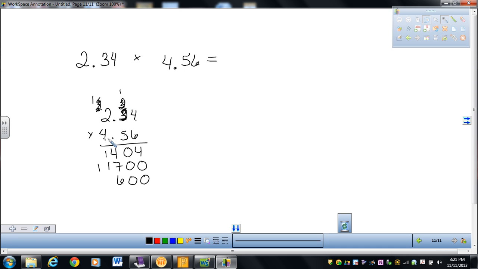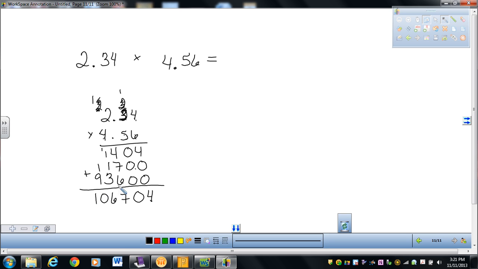Carry my 1. 4 times 3 is 12, plus 1 is 13. Carry my 1, there's already one there. 4 times 2 is 8, plus 1 is 9. Now I'm going to add all these crazy numbers together. 4 plus 0 plus 0 is 4. 0 plus 0 plus 0 is 0. 4 plus 7 plus 6 is 17. Carry my 1. 1 plus 1 plus 1 plus 3 is 6, and 1 plus 9 is 10.